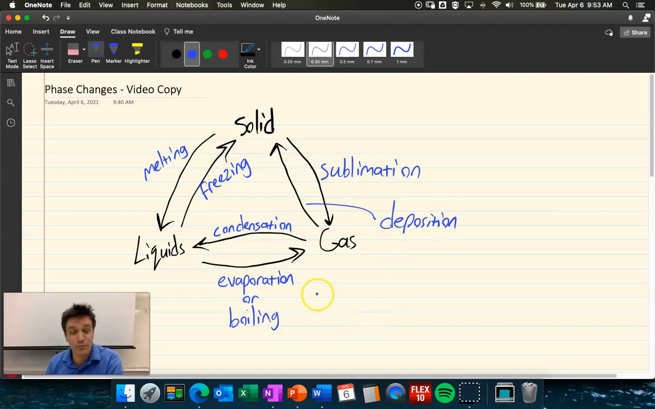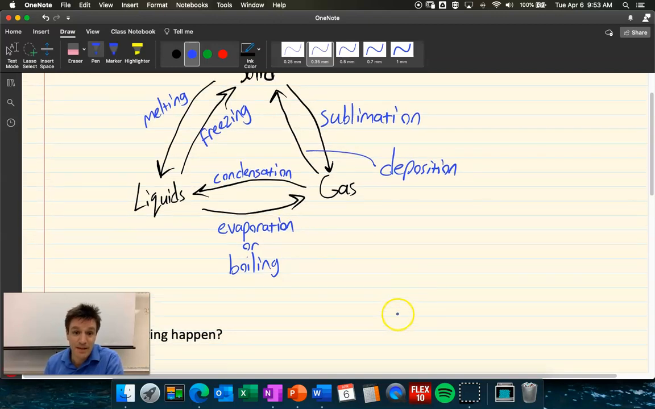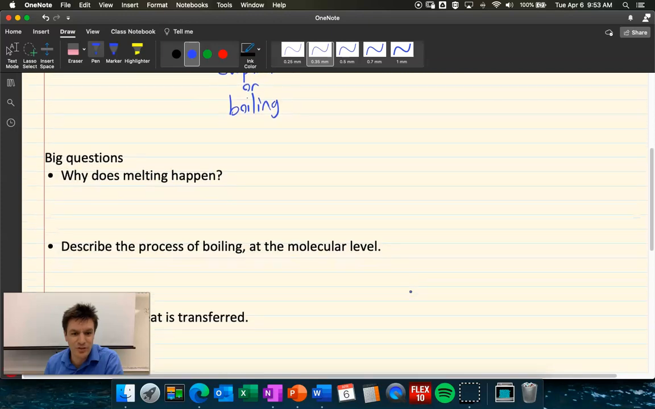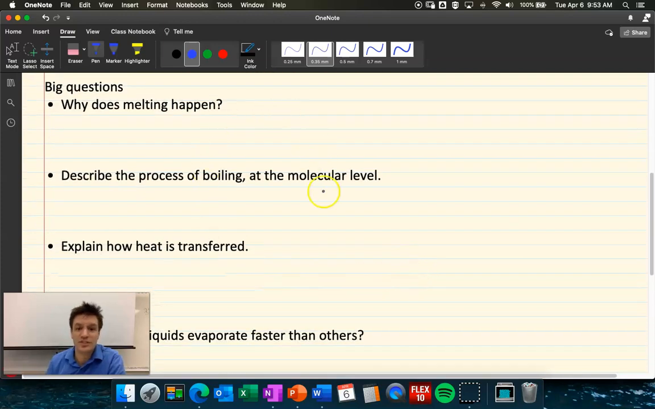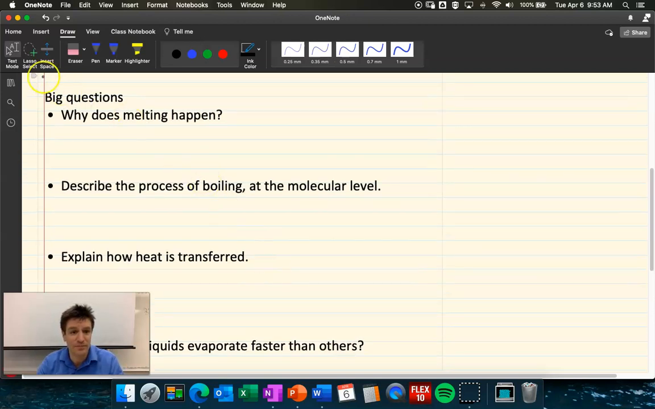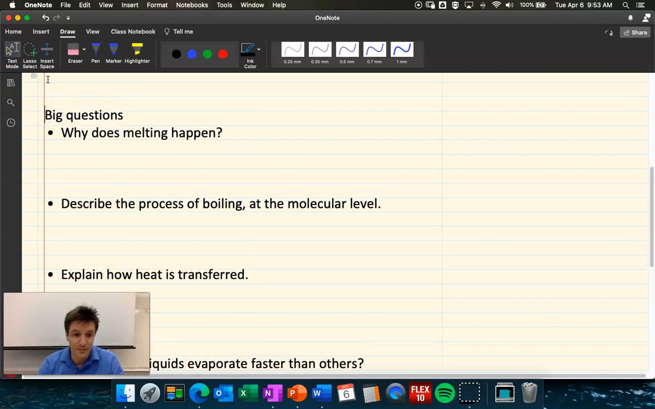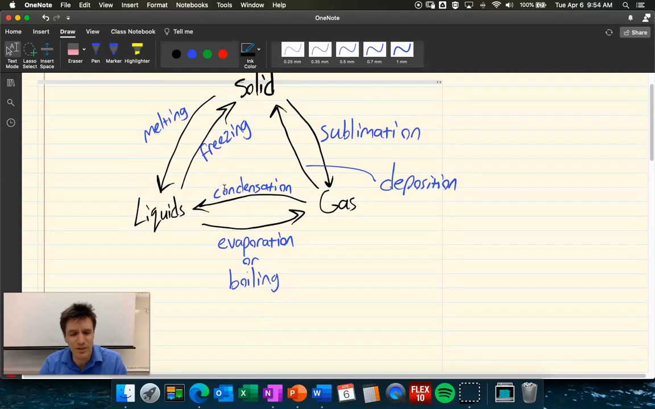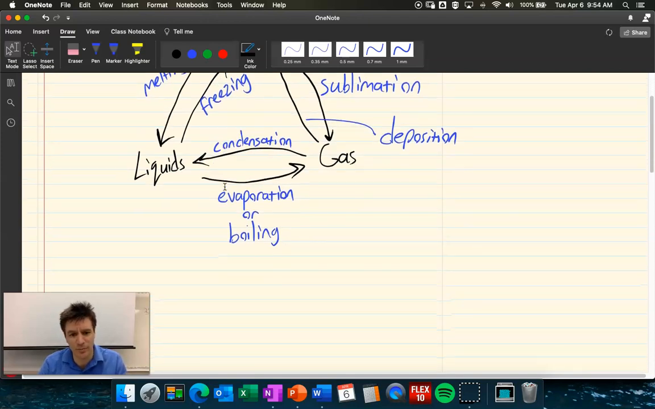So here's our vocab words. You need to memorize these. They are going to come up a lot. And where we're going is we're trying to answer some bigger questions, right? Why do these things happen? What is actually happening at the particle level with these phase changes? So the vocab just gets us started. But let's talk about what's actually going on with the particles.